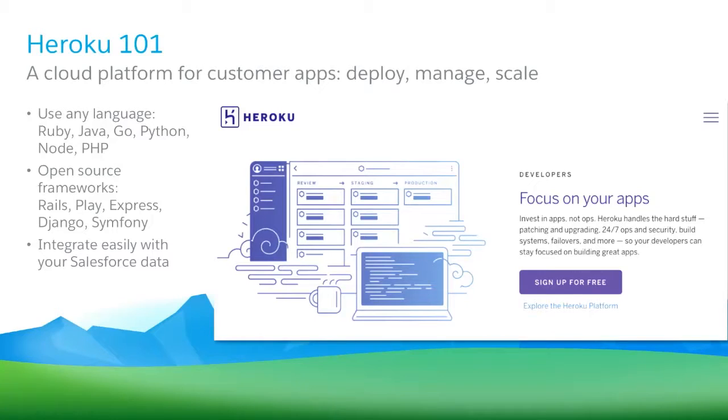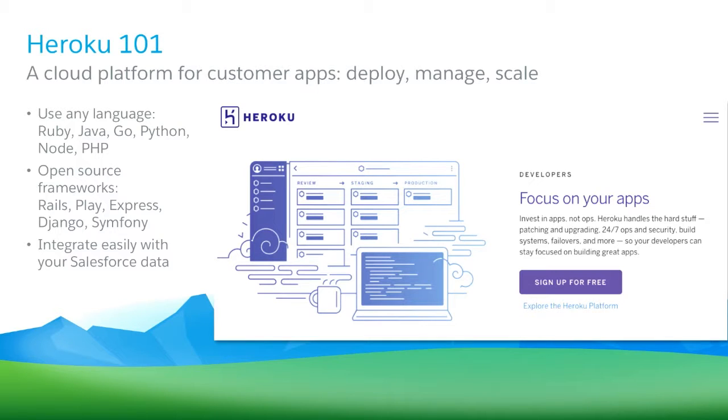All right, a little bit of Heroku 101, just for anybody who's not 100% familiar with our platform. Heroku is a platform for building, deploying, and scaling web applications. Now, these applications can use a variety of languages, including Ruby, Java, Go, Python, PHP, Node.js. They can use any kind of open source framework. And so Heroku is a great platform for building and deploying customer-facing custom applications.